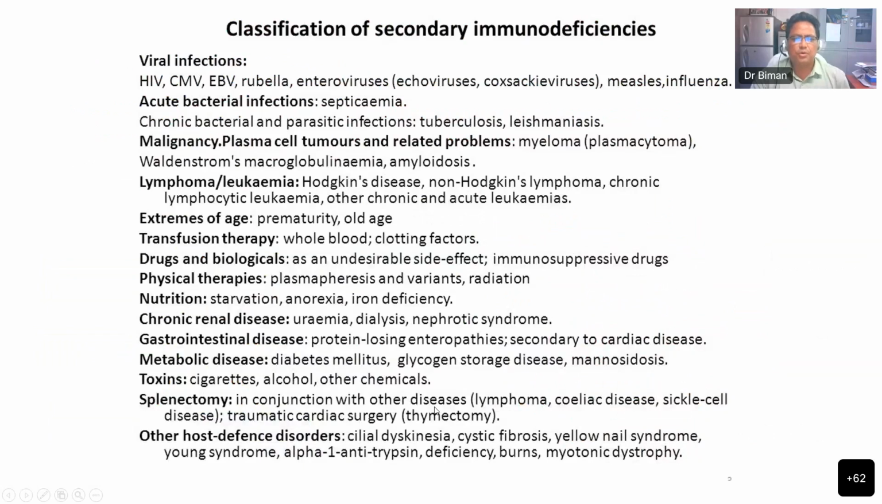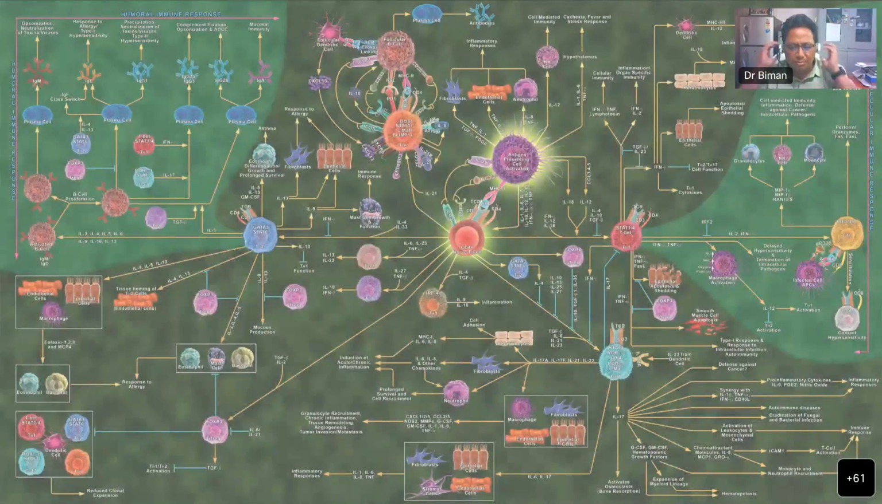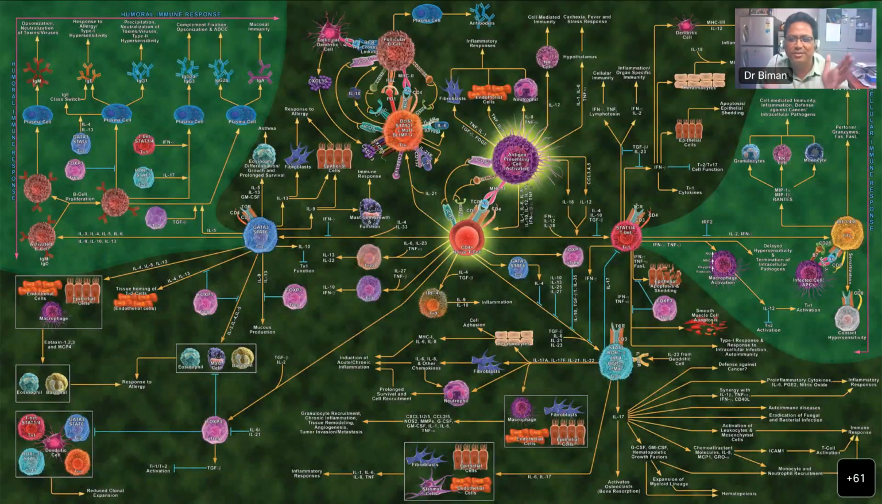So there is a host of causes for secondary immunodeficiencies: viral infections, acute bacterial infections, malignancies, extremes of age and so on. The immune system is quite simple. You just need to know all these crisscross connections.